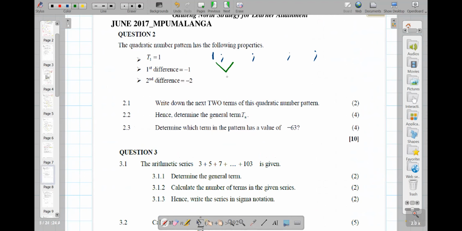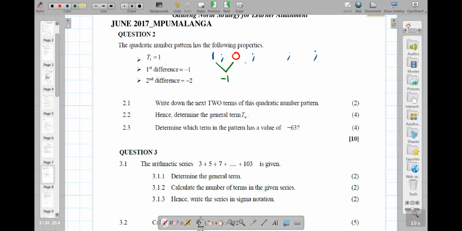First difference is -1. And then the second difference. So the second difference is the common difference. So when you say first difference is -1, the next term is 1 plus minus 1, which is 0.